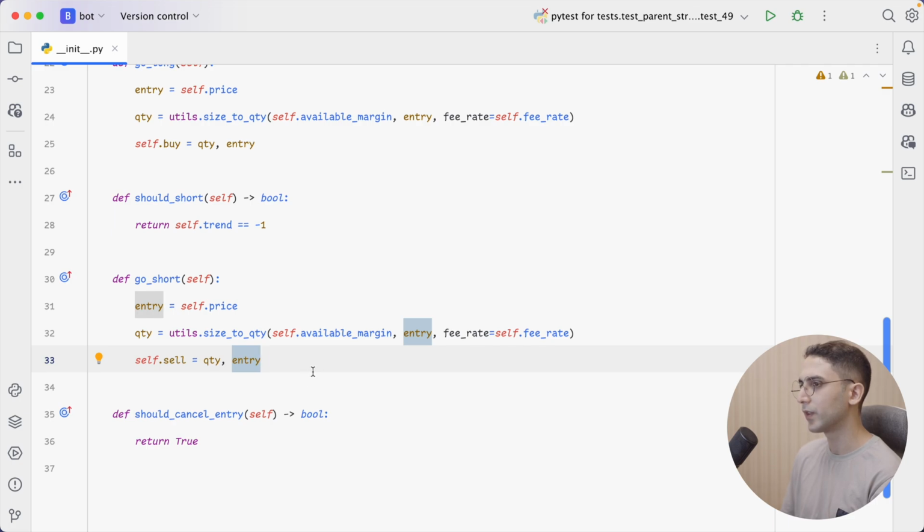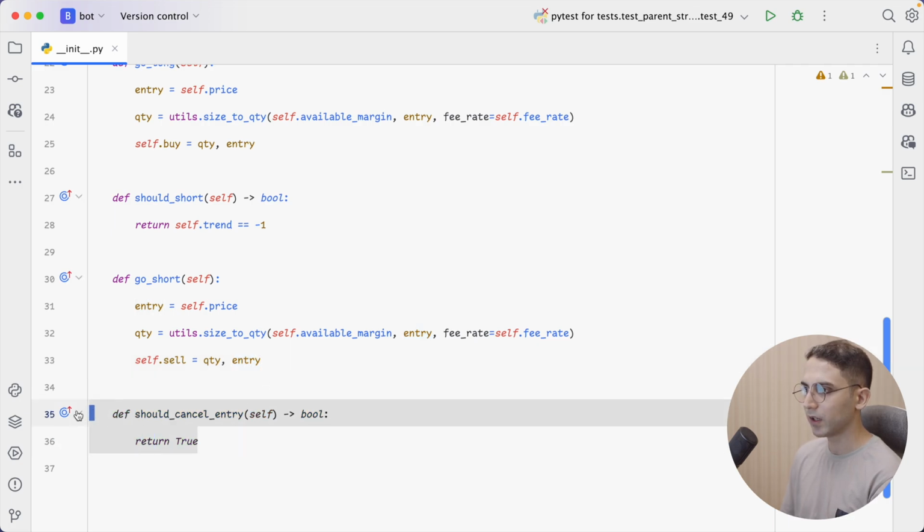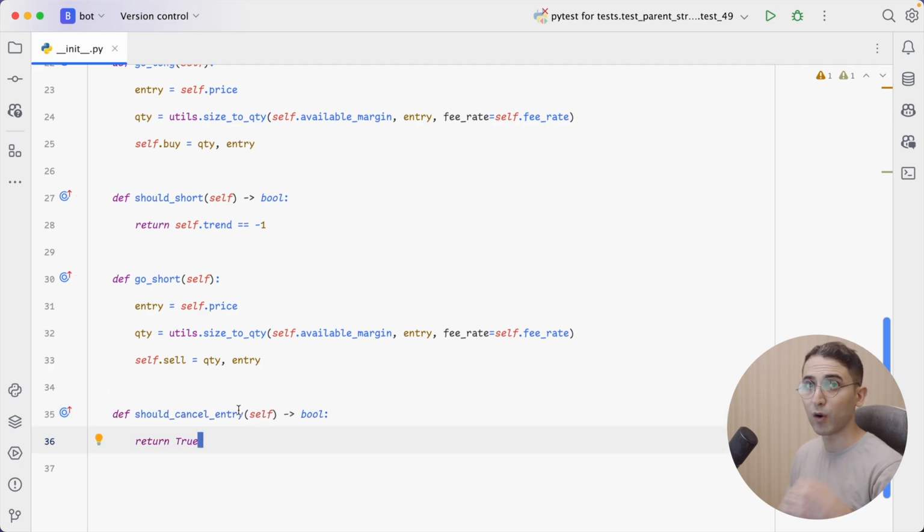All right, and we don't really care about the should_cancel_entry because we are opening the position with the market order, so it doesn't really matter if this function is returning true or false.